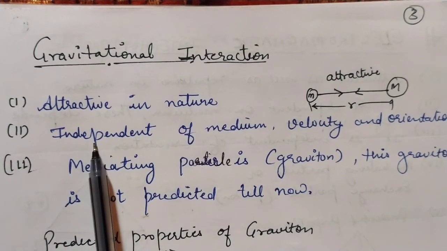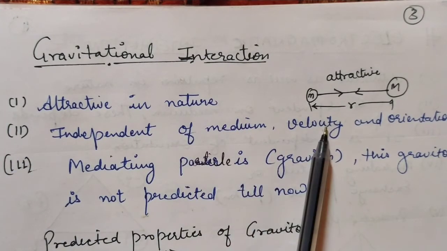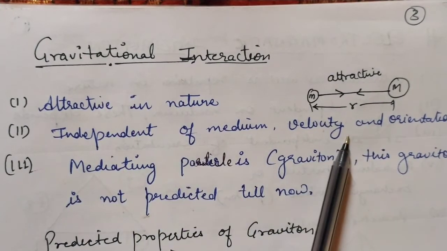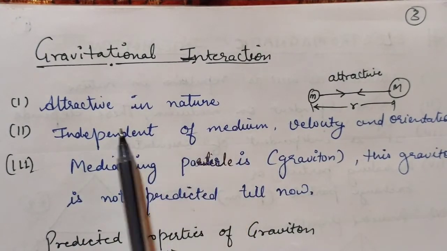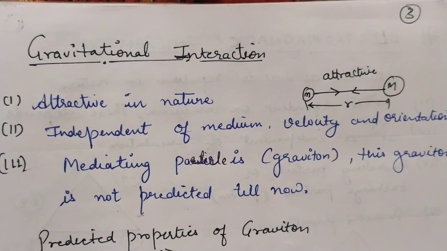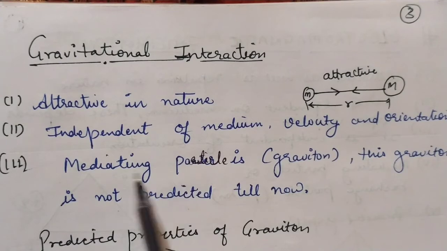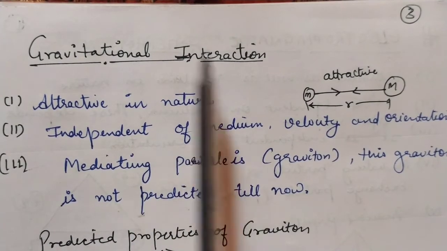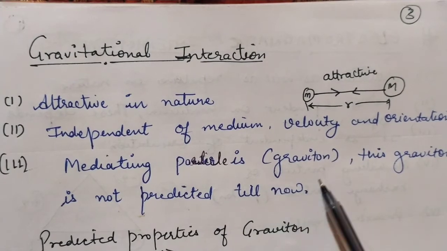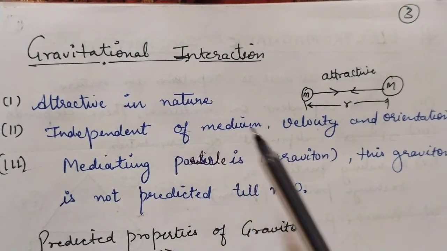So second one is it is independent of medium, वेलोसिटी एंड ओरिएंटेशन. कैसा भी ओरिएंटेशन हो, कैसा भी मीडियम हो, कैसी भी वेलोसिटी हो, उससे हमारे ग्रेविटेशनल इंटरेक्शन पे कोई भी फर्क नहीं पड़ता है. ओके, and third one is the mediating particle, or we can say that the exchange particle of this gravitational interaction are graviton. Since these gravitons are not predicted till now, but we have assumed them.